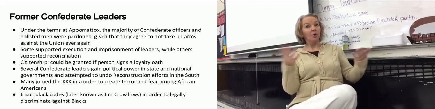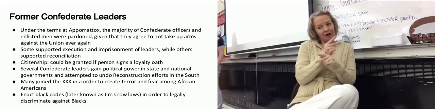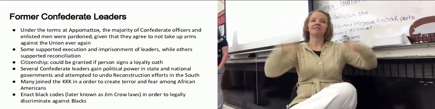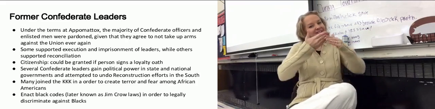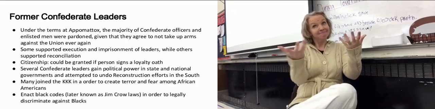Reconciliation basically means we're going to come back together and solve our differences and our problems. Basically what they said is if we continue to just fight over and over and over again, we're never solving the problems and we continue to have these divisions. So by pardoning them, the idea was that we would come back together as a nation even quicker.